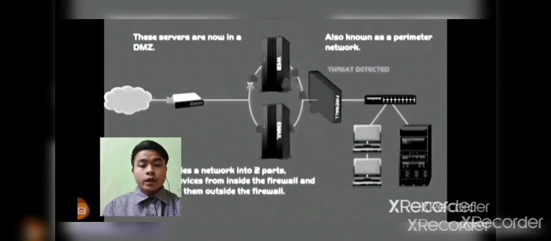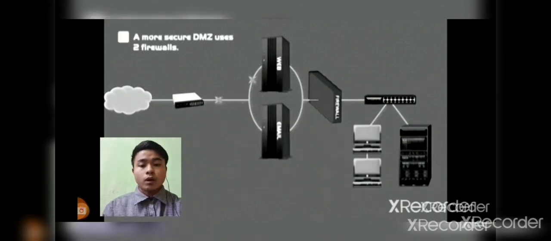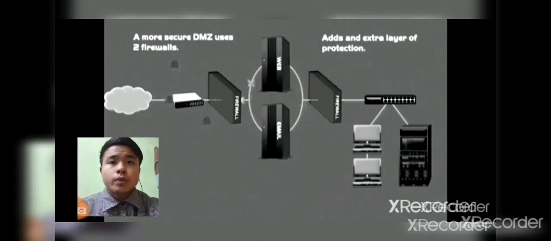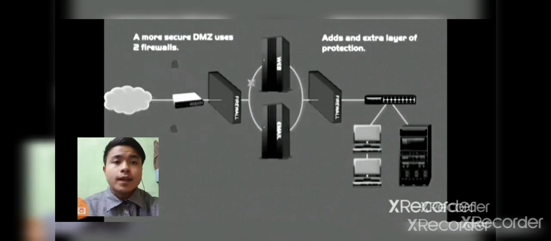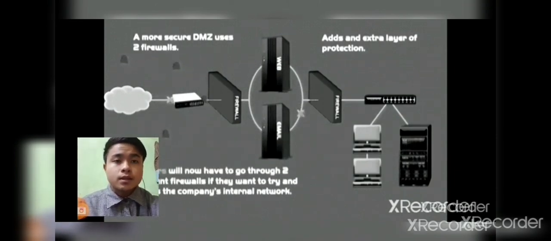Now this DMZ setup only uses one firewall, but a more secure DMZ will use two firewalls, and an extra firewall will be added in front of the DMZ. The second firewall gives an extra layer of protection to make sure that only legitimate traffic can access the DMZ, and it also makes it a lot harder for hackers to penetrate into the company's internal network because they would have to go through different firewalls if they want to try and access the company's internal network.